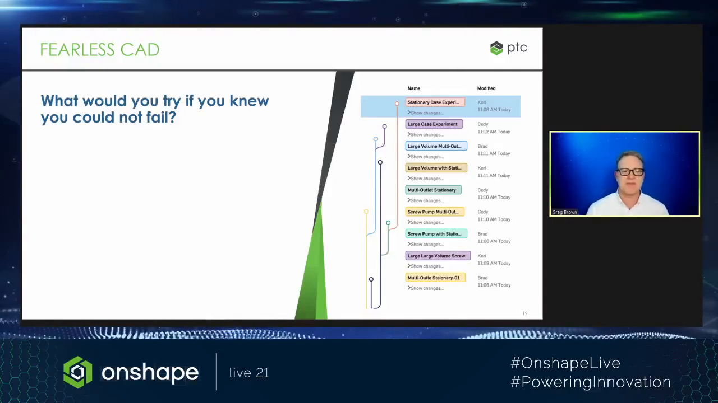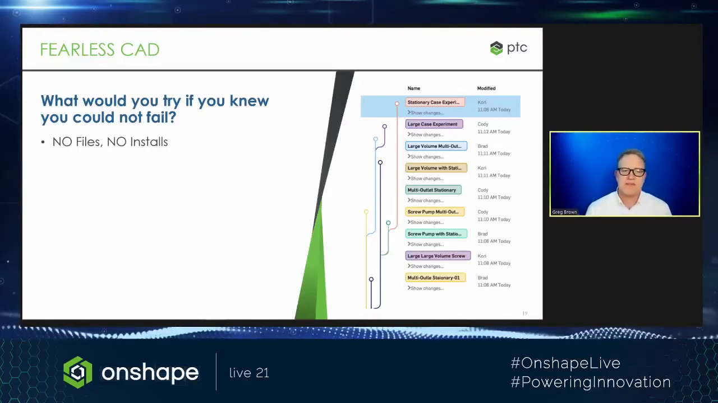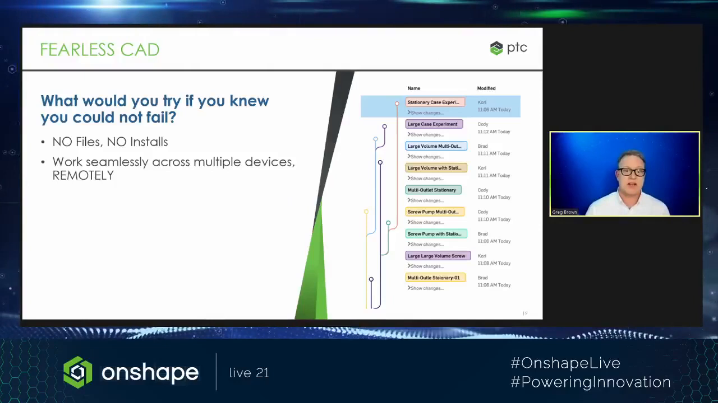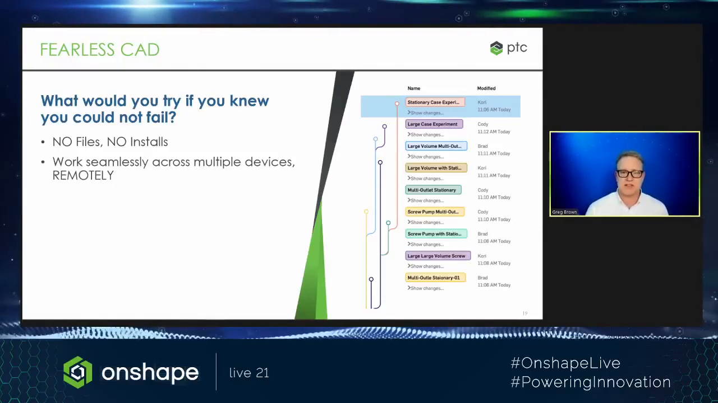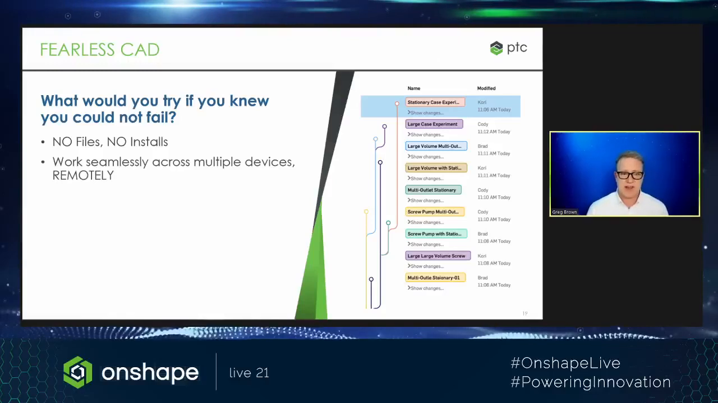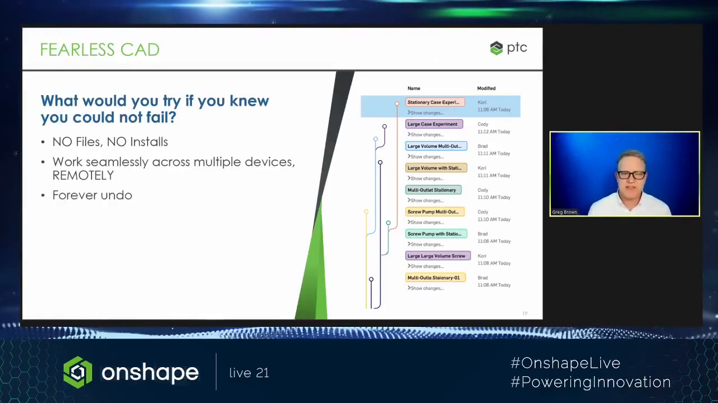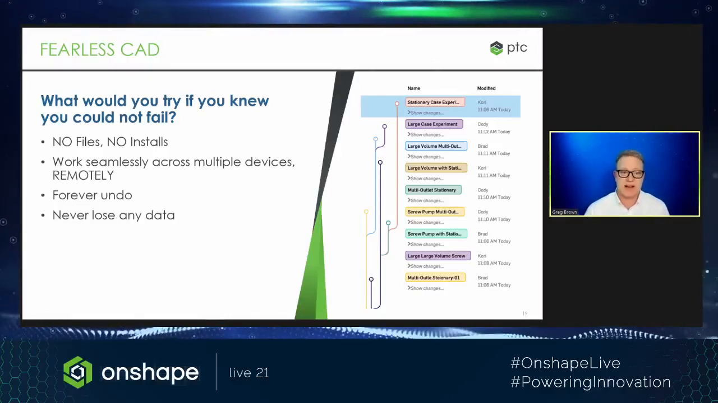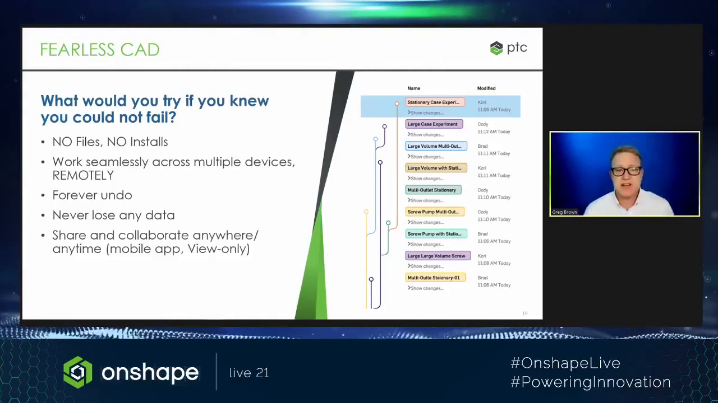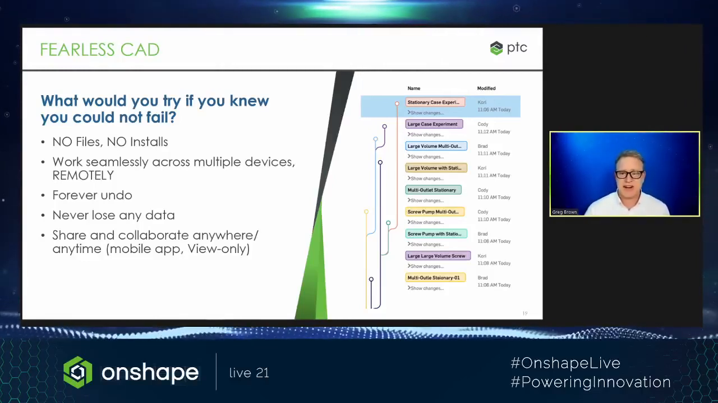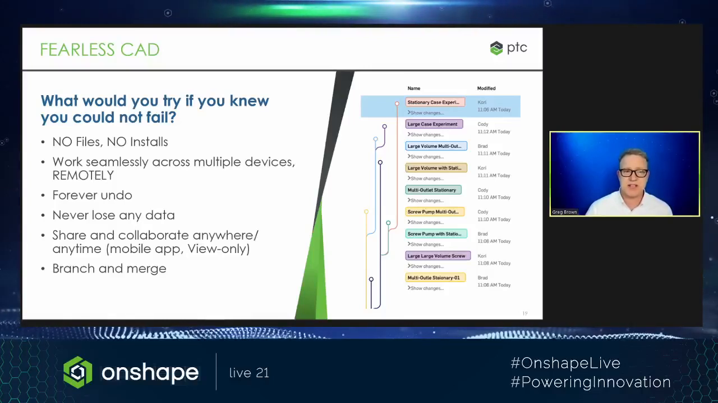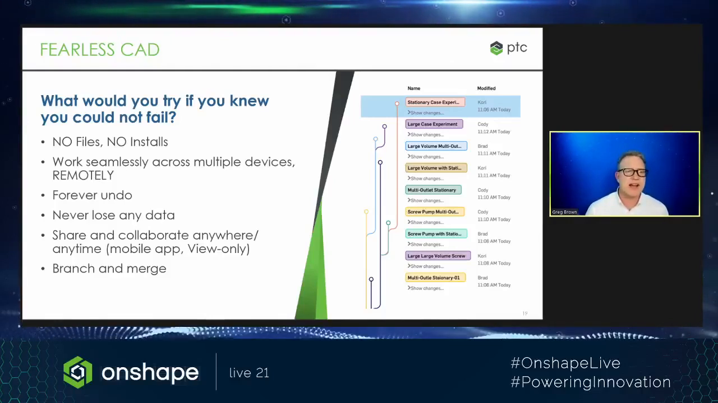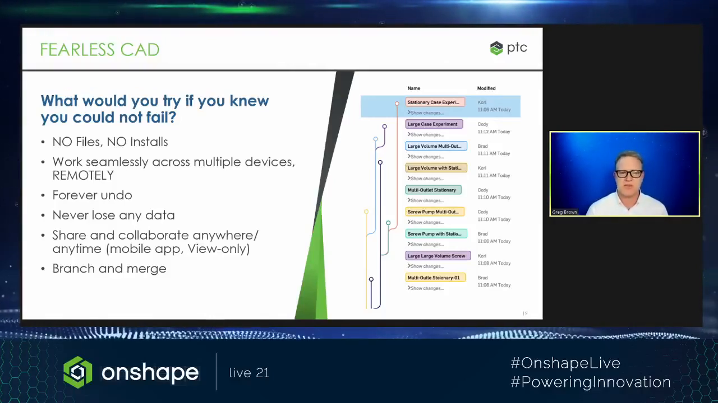Now, let me explain. When you remove the need for files or installs or any upgrades or license management, when you can work seamlessly across multiple devices on a train, remotely, at home, or in a cafe, when you have the safety net of forever undo, and when you cannot and do not ever lose any data, when collaboration is a seamless experience and it actually encourages you to use it, and when branching and merging is simply foolproof, then you find it really opens your mind to being more creative, to be more agile, and to take risks with big changes.